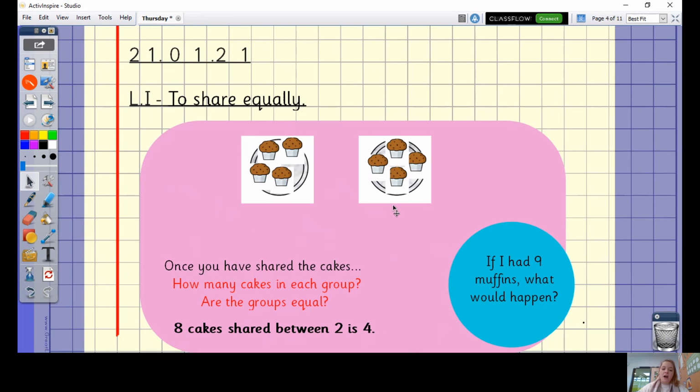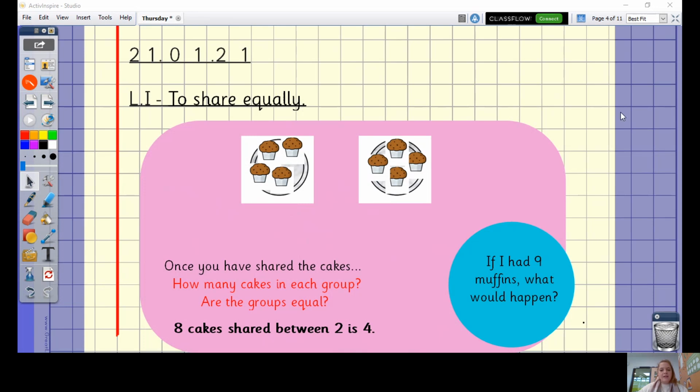And this is how we find half. We've just found half of 8. We had 8 cakes to start with and we shared into 2 groups. And that's exactly what finding half is, sharing into 2 groups.